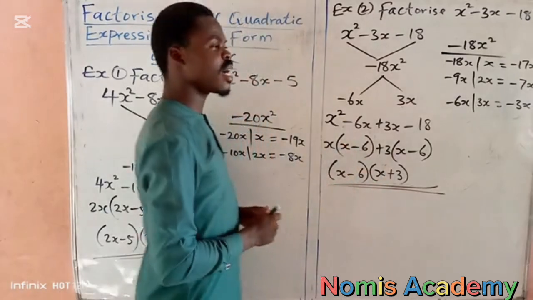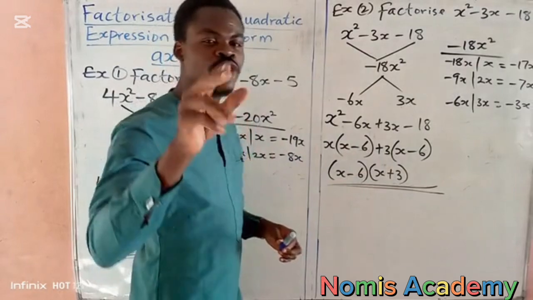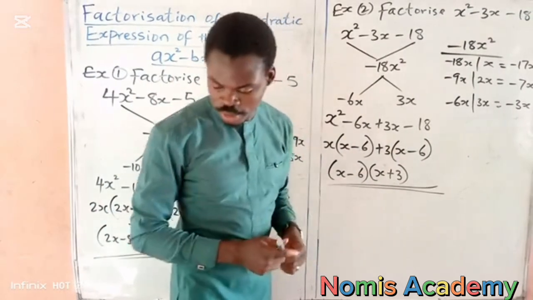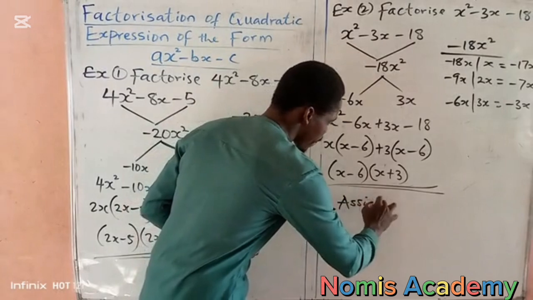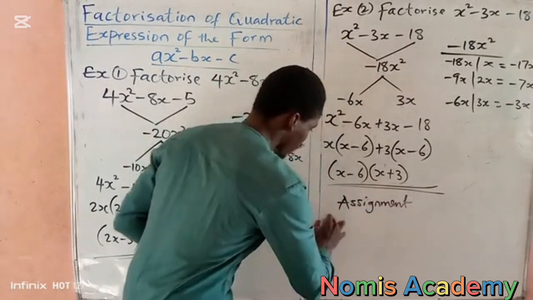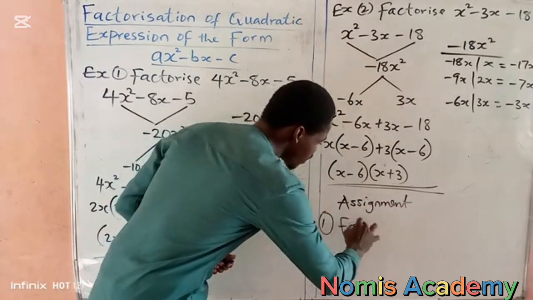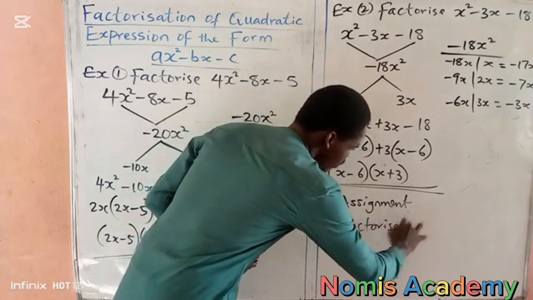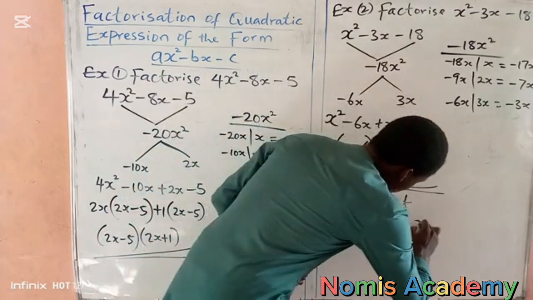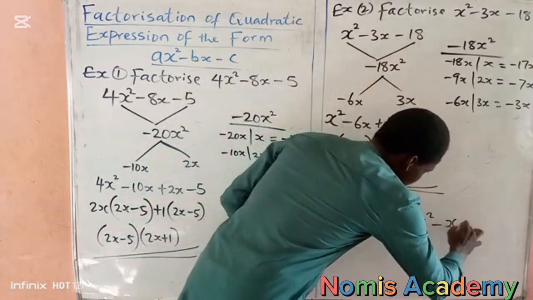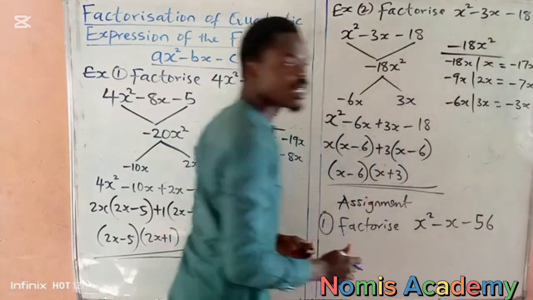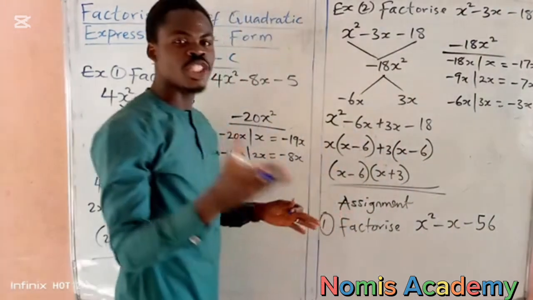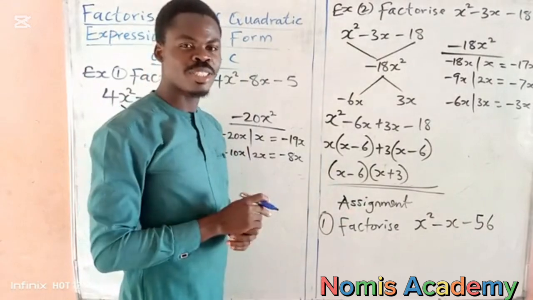Now take this as assignment, solve it and share in the comment section. Assignment: factorize x squared minus x minus 56. Solve this and share your answer in the comment section.